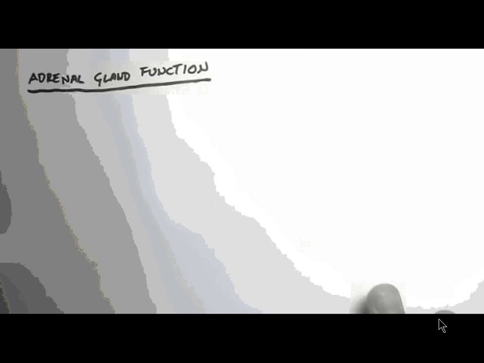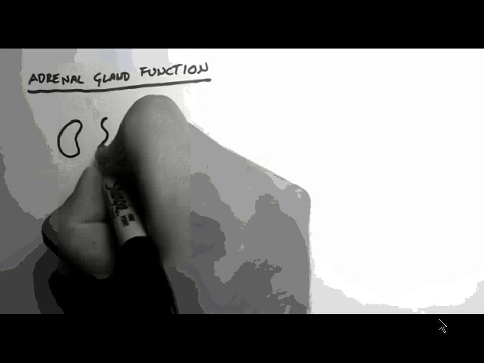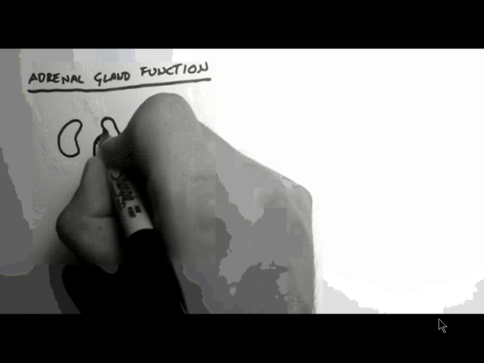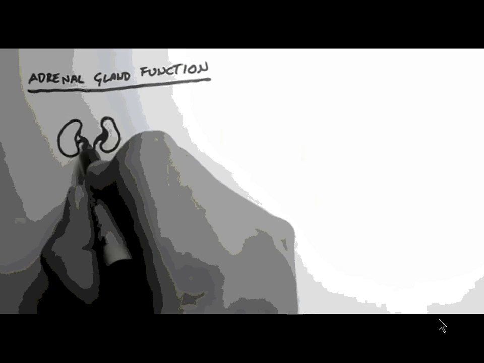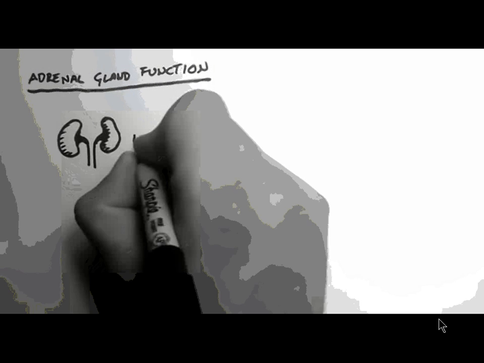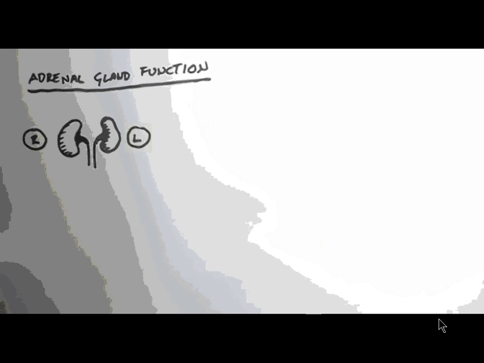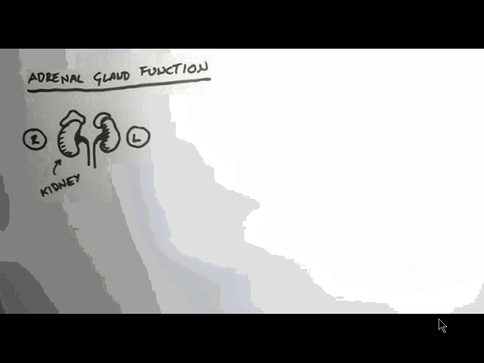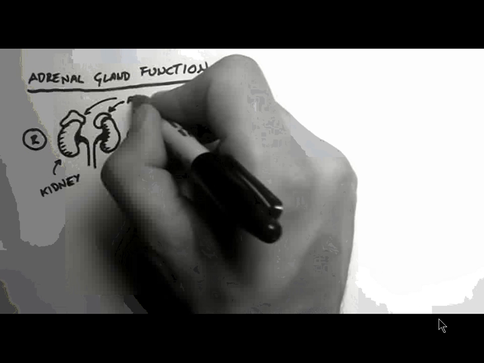Hi, in this video I'm going to talk about adrenal gland function. So let's start off by talking about where the adrenal glands are located. Here are the kidneys, and they're situated in the abdomen. This is the left side and the right side. And notice the left is a little higher than the right. Now, on the left kidney and the right kidney are these two little hats, and they're called the adrenal glands.